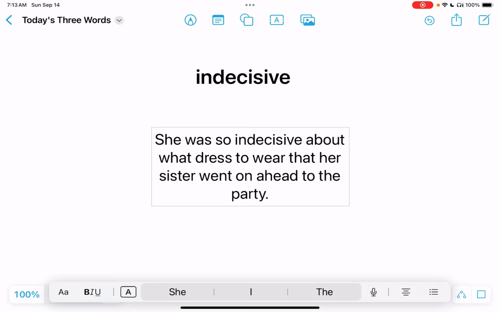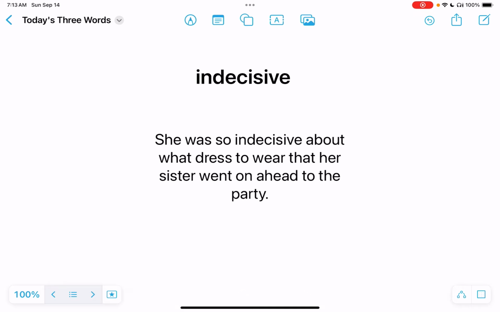Okay. She was so indecisive about what dress to wear that her sister went on ahead to the party. So apparently, these 2 women are going to a party, yet one of them cannot decide on what dress to wear. She's indecisive, unable to decide.